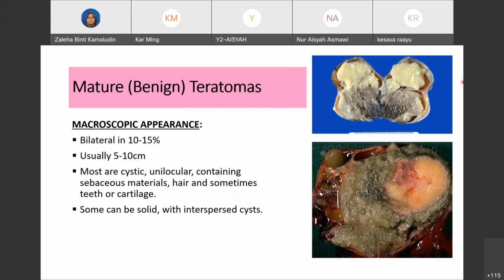This is an example of the cystic teratoma. You can see the yellowish color. This is actually the sebaceous material. This blackish area is actually the hair shaft. Same goes here: this is the sebaceous material, and this is the hair shaft. And sometimes you can see a seed. This is an example of the seed here.